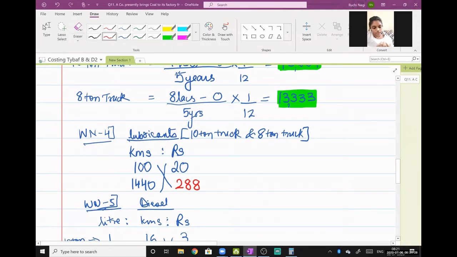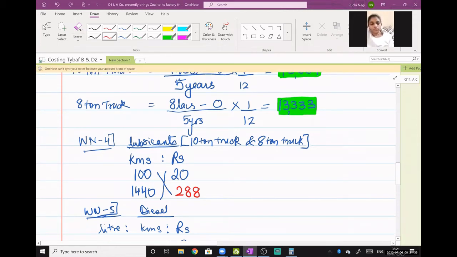Just acknowledge it in the chat box. Is it clear till here to everyone? All the 4 working notes are clear to everyone. Okay, fine. Good.